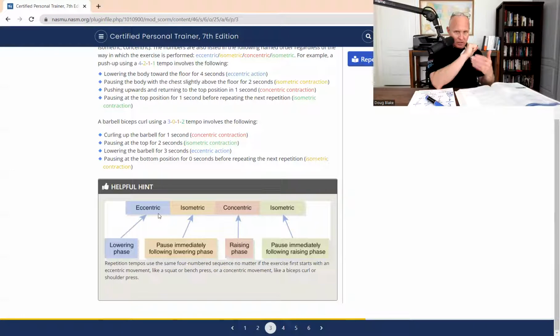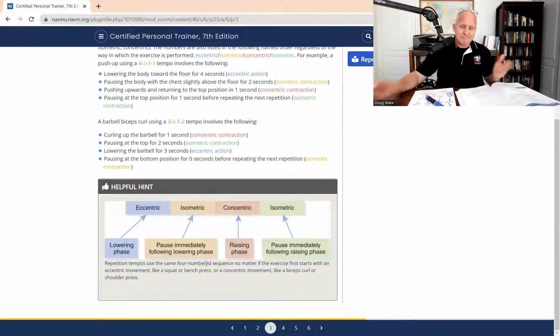The concentric, right? Because my tricep is going to shorten under tension. That's the concentric contraction. Get the idea? But you see, I'm pushing it down. So if you look here, what is the eccentric? The lowering phase. I'm only telling you this because it can be confusing.